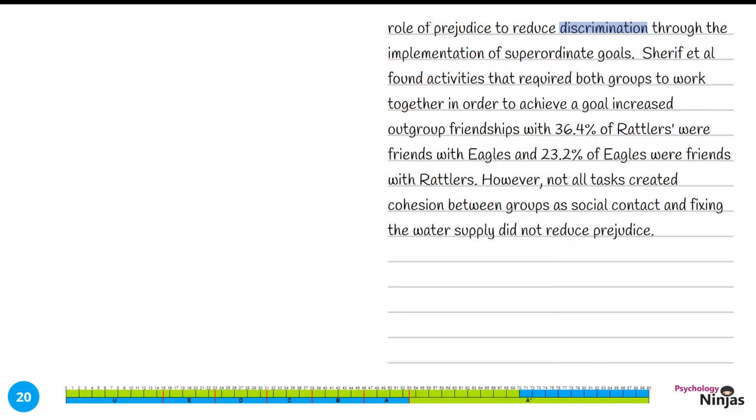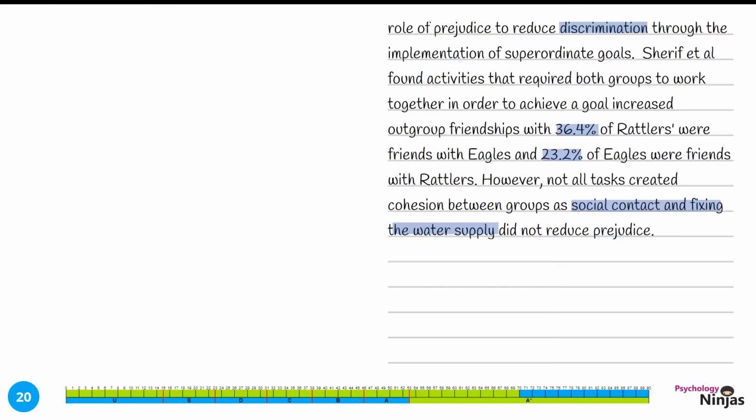We've shown detailed psychological knowledge with specific numerical findings. You could round these up in order to help you remember them, and that would be perfectly fine. We've gone on to say, well, actually the understanding of this has been difficult in developing society, and the fact that all tasks don't create social cohesion and reduce prejudice is problematic. We've given specific examples from this study in order to show our detailed psychological knowledge.